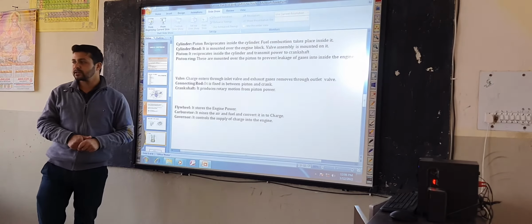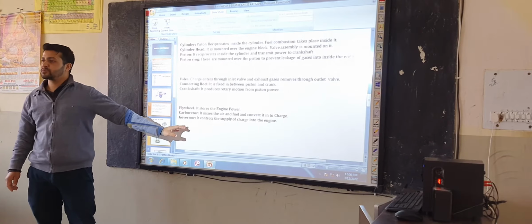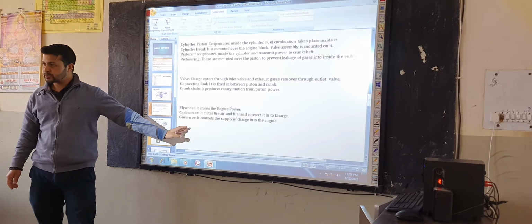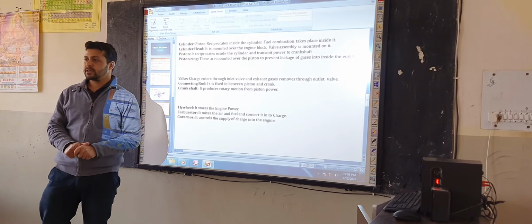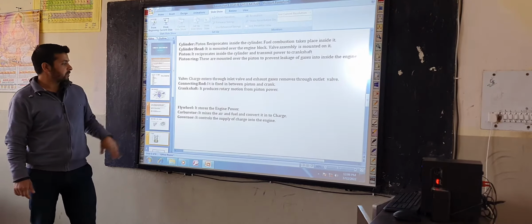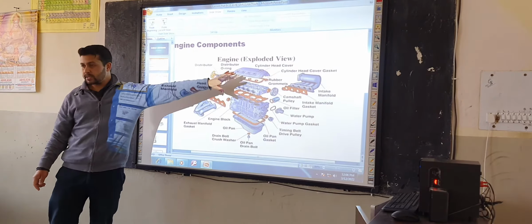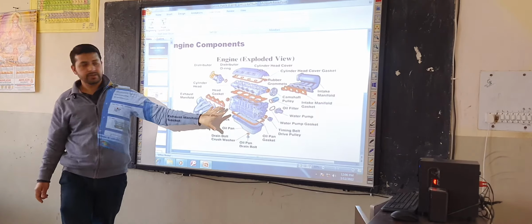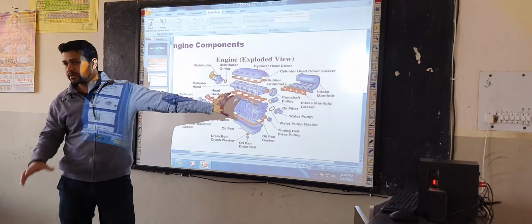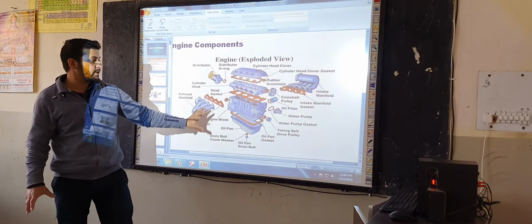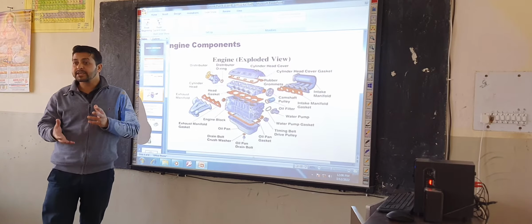And next one is governor. What is the function of governor? It maintains the speed of an engine, or it controls the speed of an engine. Okay, these all are the parts of engine. These all are the outer parts shown in this figure. This is disassembled view of outer parts of engine. And in the next slide, we will see internal parts of an engine.